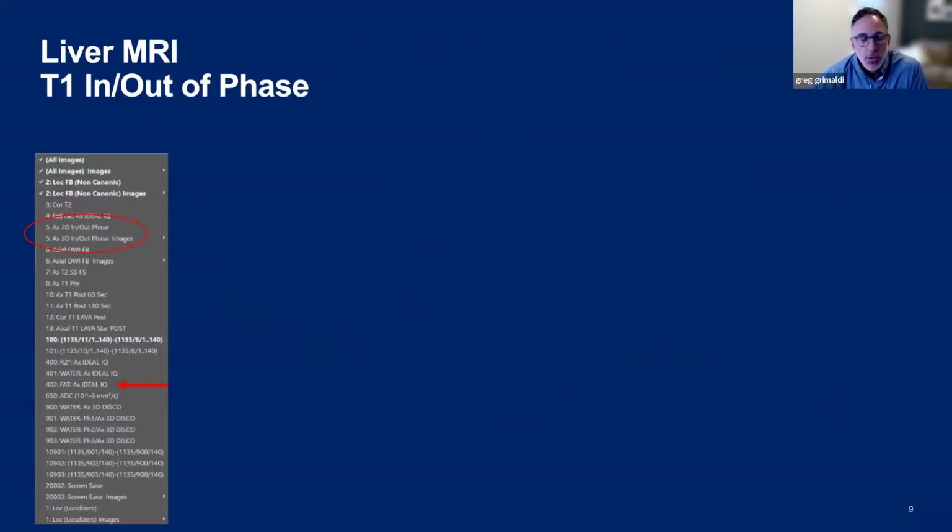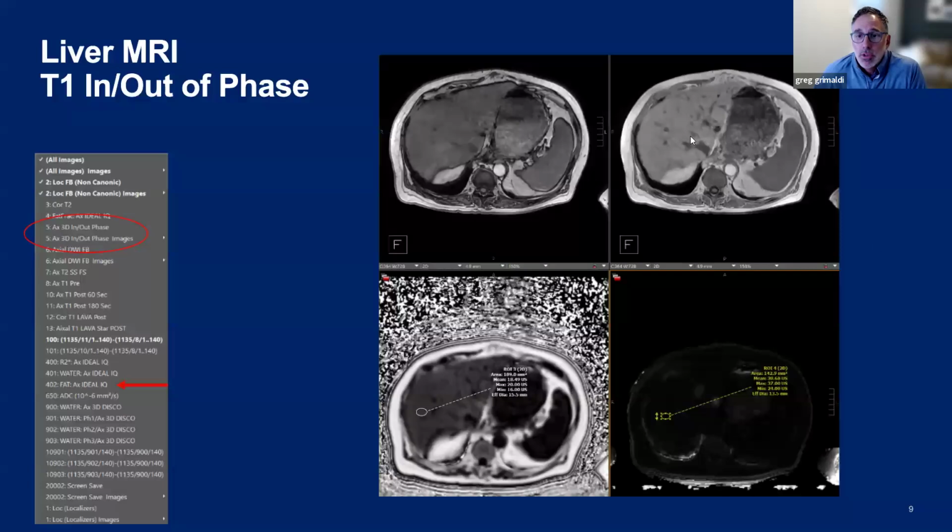One of the sequences that you'll often hear us talk about is T1 in and out of phase. Here's an example through the liver of a T1 in phase and out of phase. Now I know this is out of phase because I have this etching artifact around the organs at fat-water interfaces. And without going into the physics behind it, I can tell you that there's a drop in signal within the liver from in phase to out of phase. The liver gets darker. And by noticing that the liver gets darker, I can say that the liver is steatotic.